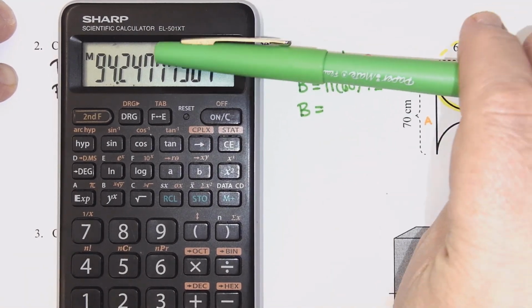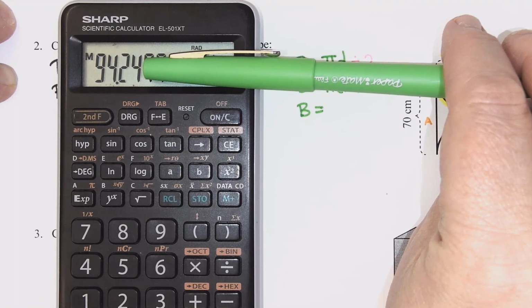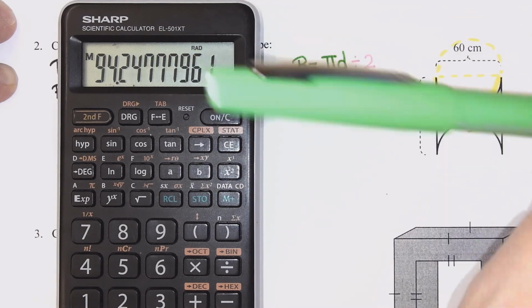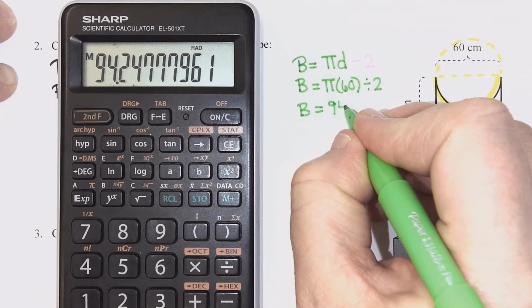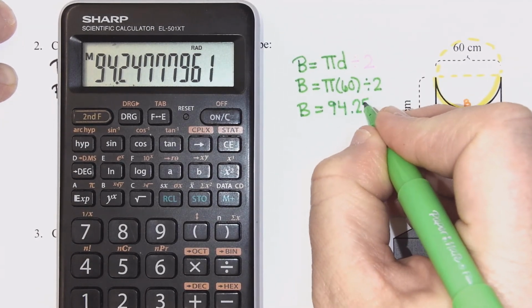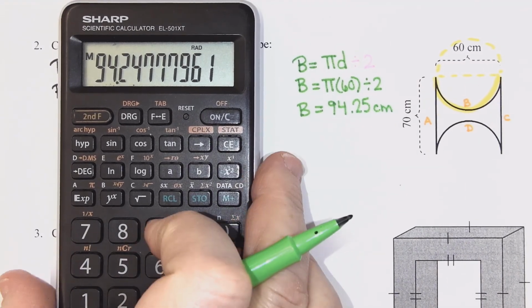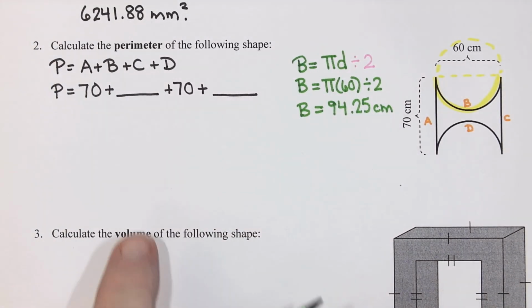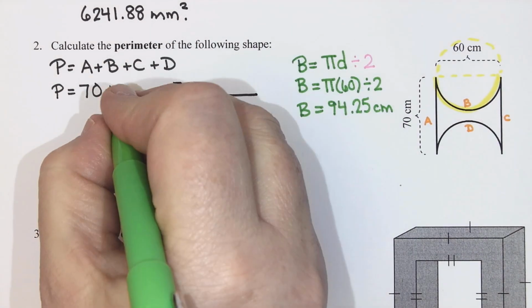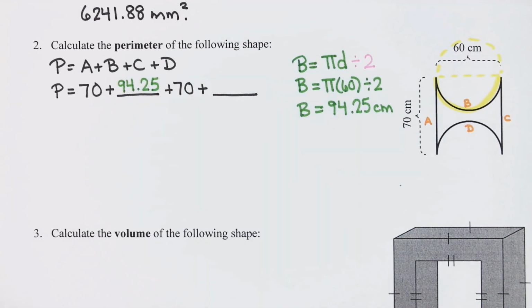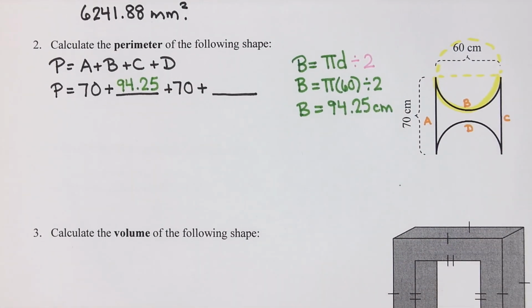And I got 94.24. The next digit is a 7, so that's going to be 94.25. And that should be centimeters, since all of those are marked in centimeters. So I know that this side, side B, is 94.25 centimeters. All right, then we need to do D.